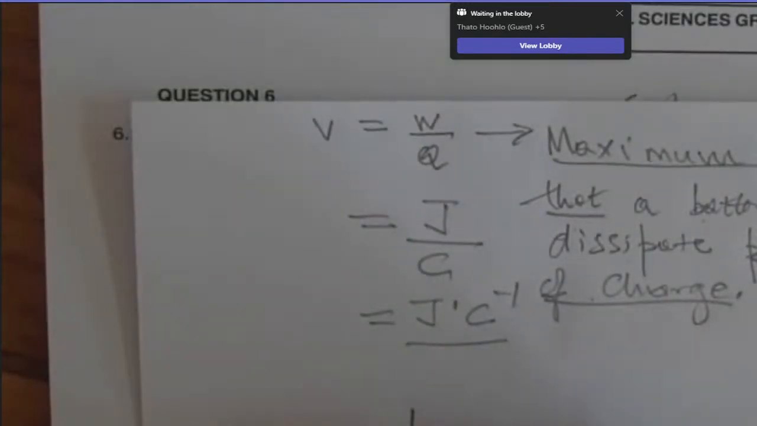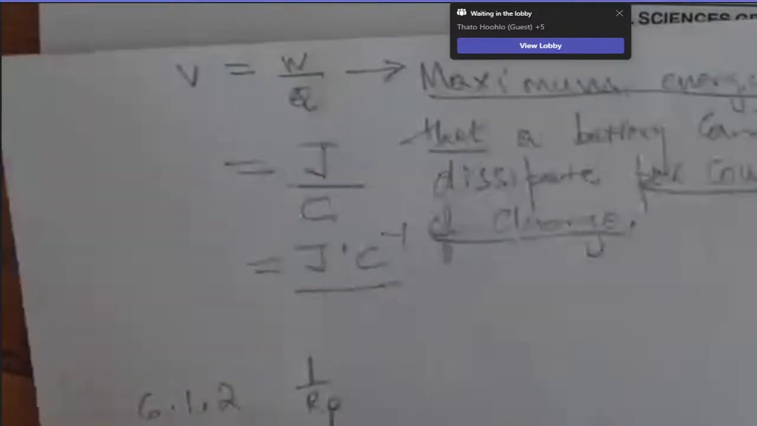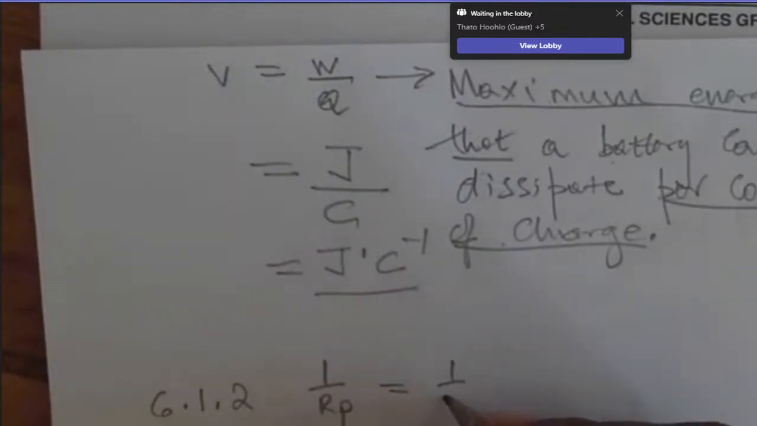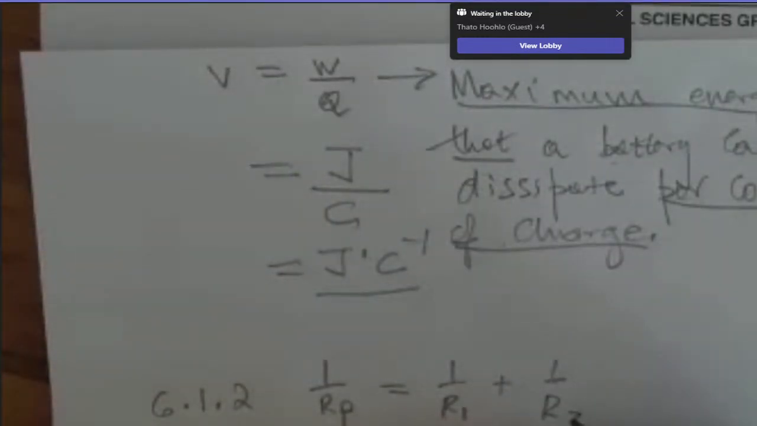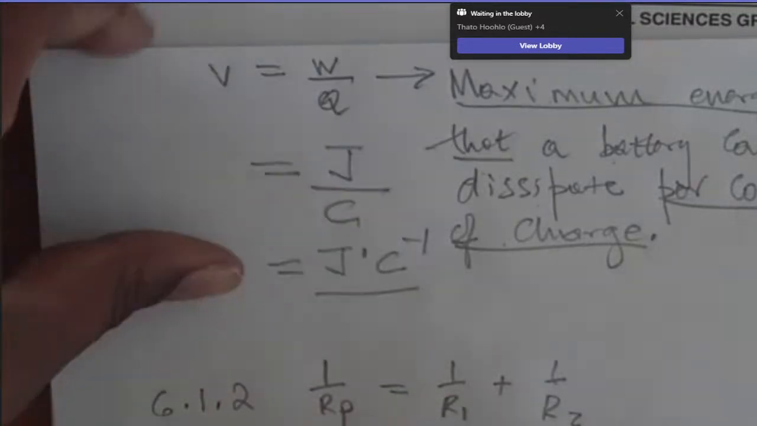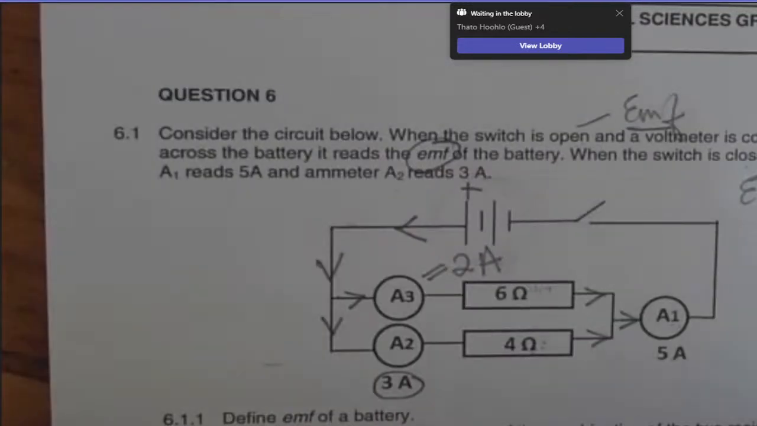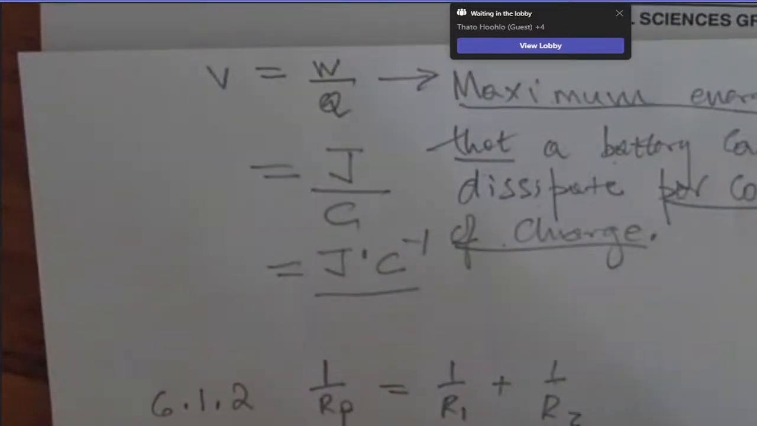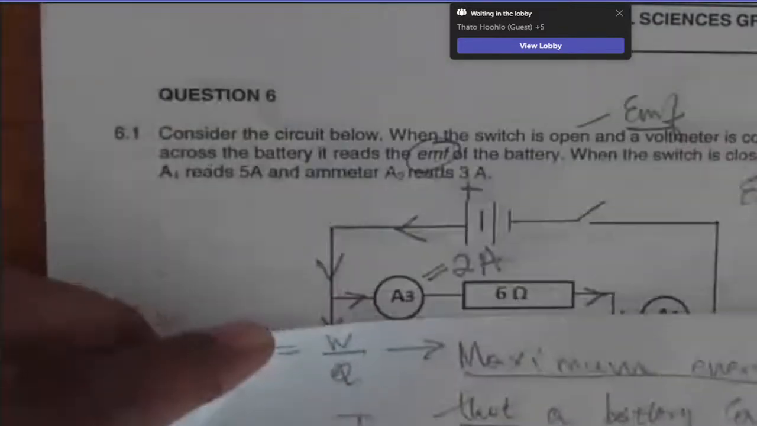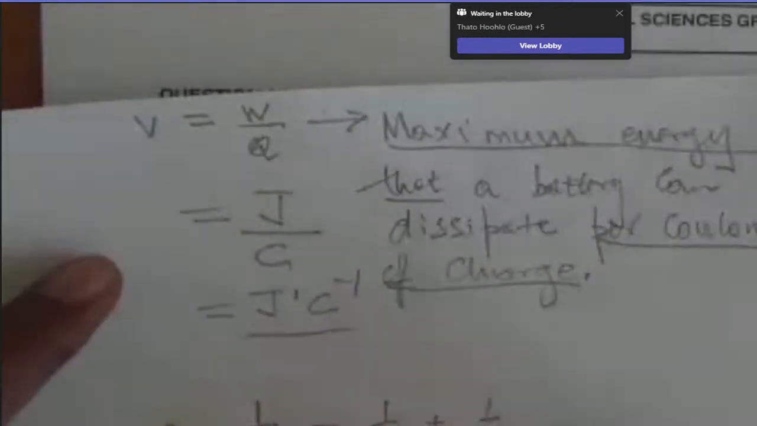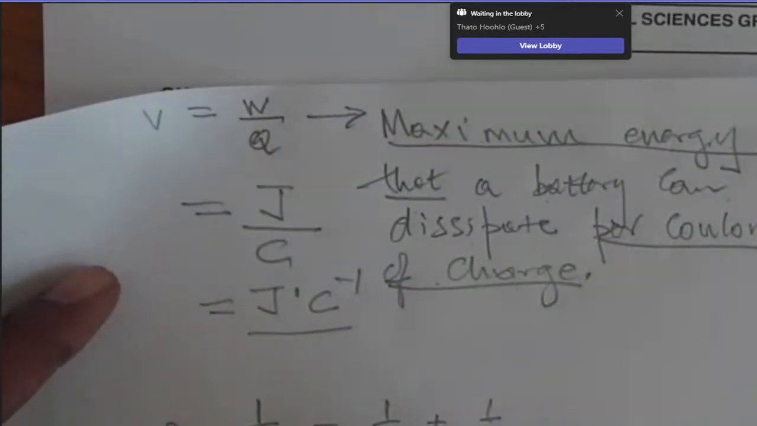6.1.2. My 1 over Rp, which is R parallel, is equal to 1 over R1 plus 1 over R2. So it's 1 over R1 and also 1 over R2. So 1 over R1, I'm having two resistors. This one is 1 over 6 plus the other one, it will be 1 over 4. So I'm having 1 over 4.